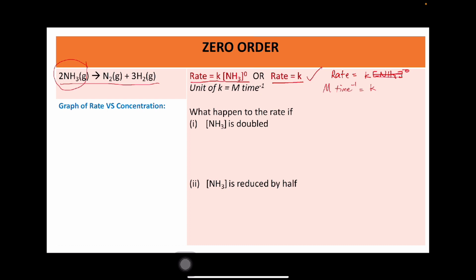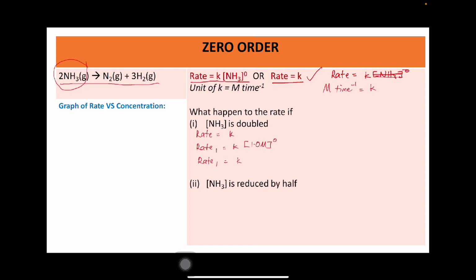And what happens to the rate if the concentration of ammonia is doubled? We know that for zero order, rate is equals to k. Let's say we have rate 1. Rate 1 is k, and let's say the concentration of ammonia is 1 molar. You can write any value you like, 10 molar, 5 molar, whatever you like. Rate 1 is equals to k, 1 molar to the power of 0. So rate 1 is equals to k because any number to the power of 0 is equals to 1.